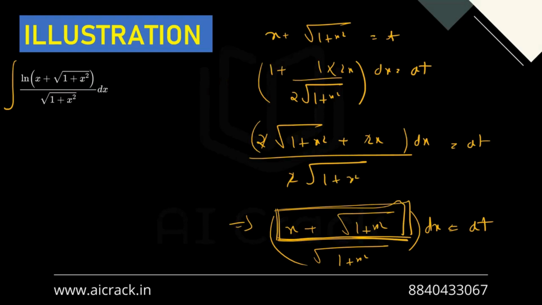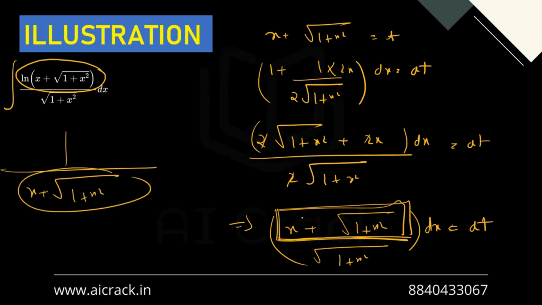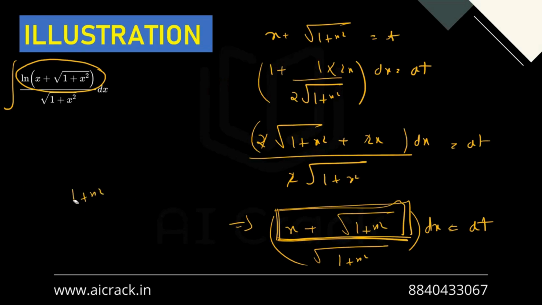What if we take this entire ln term as t, right? Because if we differentiate this one, we'll automatically get 1 upon x plus under root 1 plus x square. And this would cancel out this term, right? Think again. If we take ln of x plus under root 1 plus x square as t, and differentiate it, we'll first get 1 upon x plus under root 1 plus x square multiplied by the derivative of this one. That same thing, right? So this and this would get cancelled out, right? So let's do that.